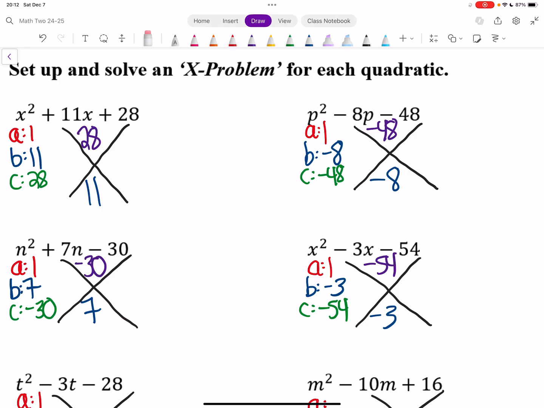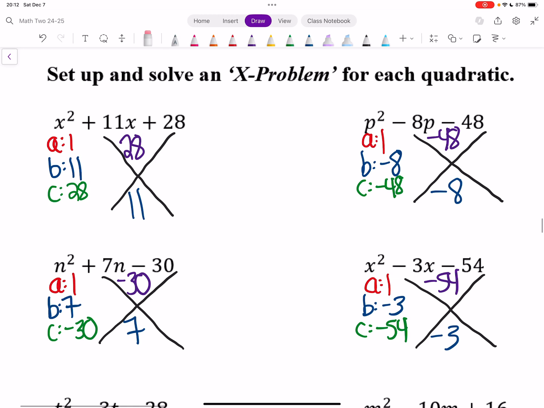The directions tell us to set up and solve an x problem for each quadratic. You'll notice that I've already done quite a bit of the work on some of these. We must first, looking at this x quadratic on the left, identify A, B, and C, because everything is already on the same side. A is 1, B is 11, and C is 28. I then multiplied A by C in the top. This time, though, I'm not going to be writing that as much because there's not enough space to write that and the final solution as well. So it's okay to simply write 28, because 1 by 28 is 28. And then B goes in the bottom.